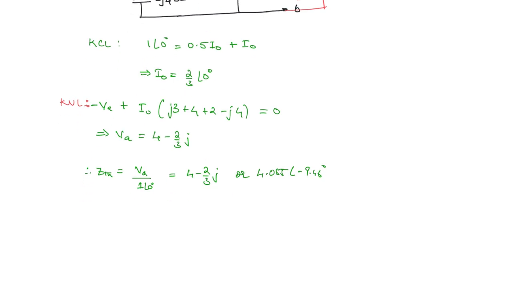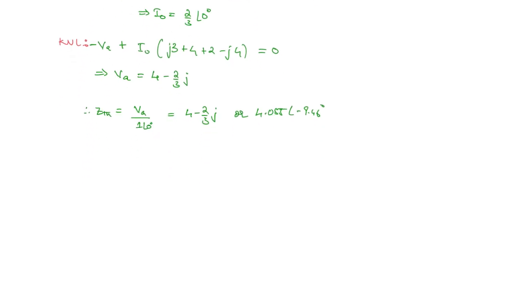So what will be the Thevenin's equivalent? The Thevenin's equivalent is going to be a voltage source having magnitude VTH in series with ZTH. This we found as 4 minus j 2 by 3, and VTH we found as minus j55, and these terminals will be A and B.